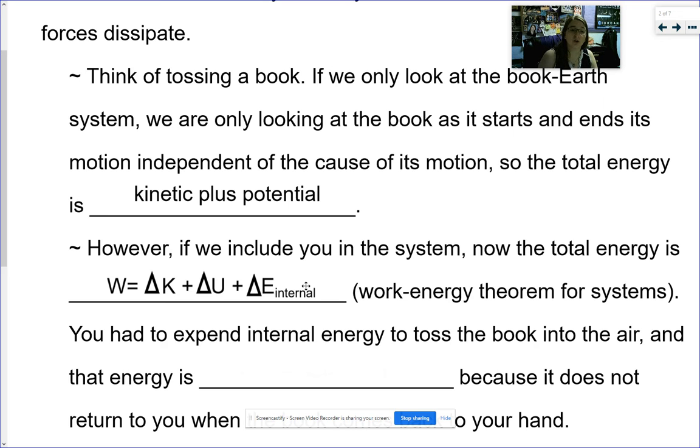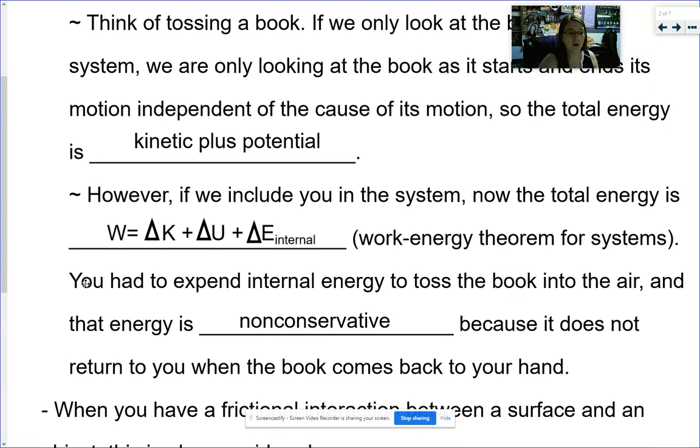I'm going to have some internal energy expended that is not going to be conservative. You had to expend internal energy, right? I can't just toss a book up and down for the entire day. Eventually, my arm would get really tired. If I kept doing this, it might be a form of torture. Who knows? Someone just made me do this over and over again. I'm going to get tired, yeah? I have to expend energy to do that.